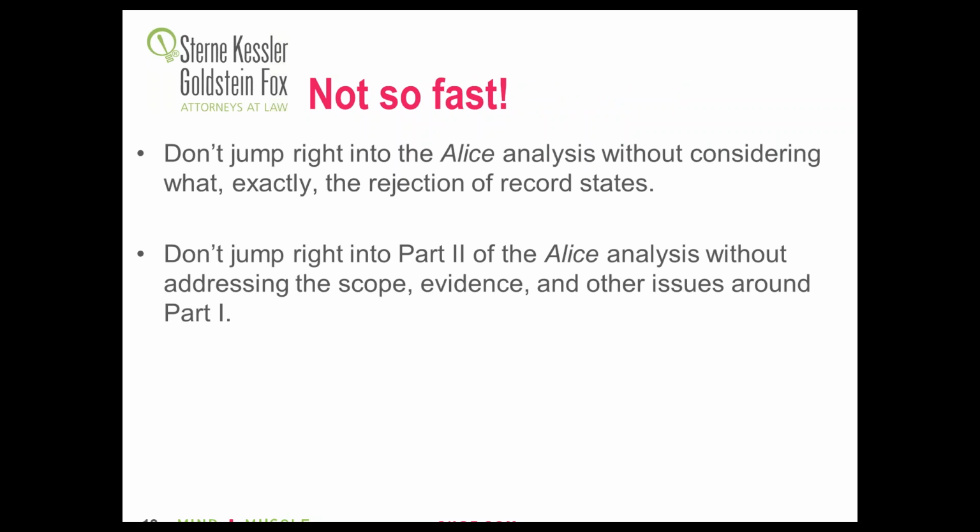Not so fast with the Alice analysis. You need to make sure, as I mentioned earlier, that the examiner has fully laid out the case. So before you take it upon yourself to consider all these different factors, to lay out your entire case and put on the record all of these ideas, you may need to make sure that the examiner has fully stated for the record what the rejection properly is. Similarly, don't jump into Part 2 of the Alice analysis without really considering the issues around Part 1 and the scope and the evidence and everything that the examiner has laid out in consideration of that.